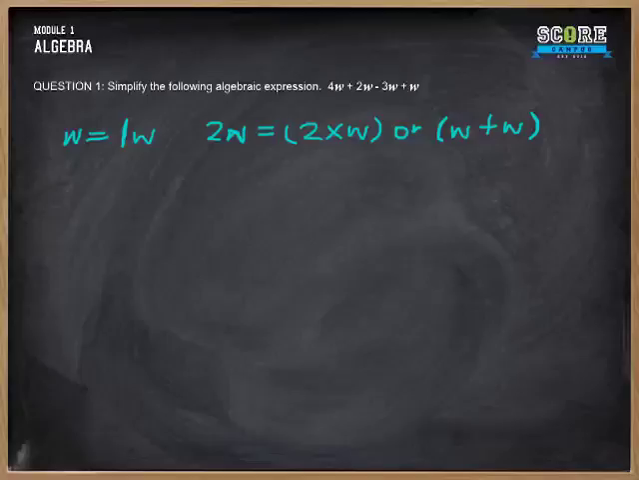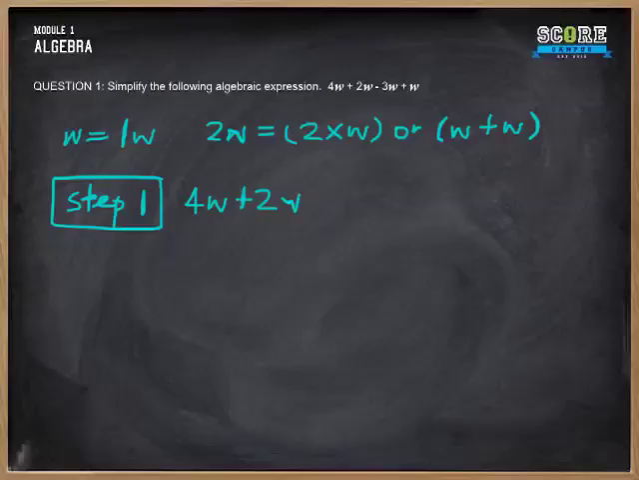Make sure it's clear. Step 1. Okay, let's write this down again. 4w plus 2w minus 3w plus w. Okay, so let's add the first two first. 4 plus 2 we get 6. So it's 6w minus 3w plus w.